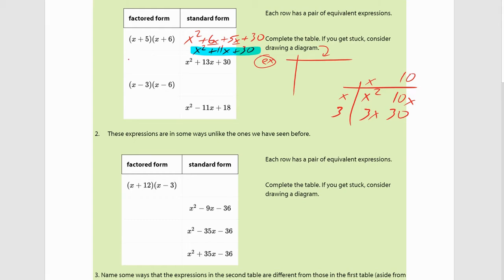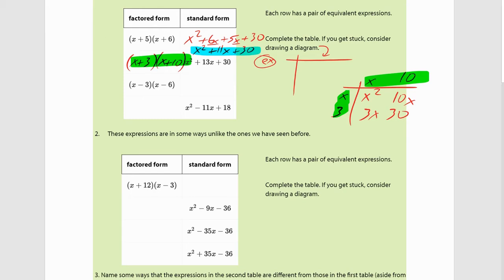So you actually end up getting x plus 3 times x plus 10. Notice how you can even go backwards with your diagram. Nothing is wrong with doing that. So that's how I got that there. Go ahead and finish these tables, or at least number one's table, and I will go on to number two.